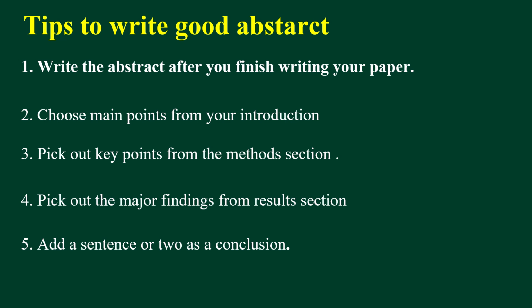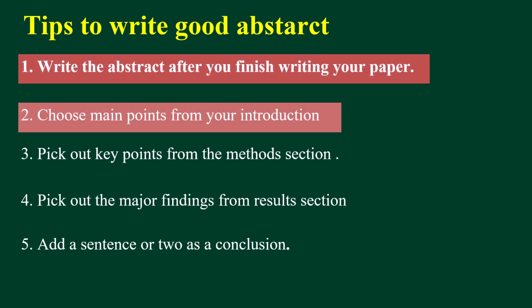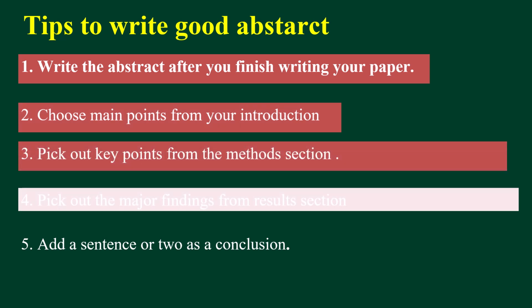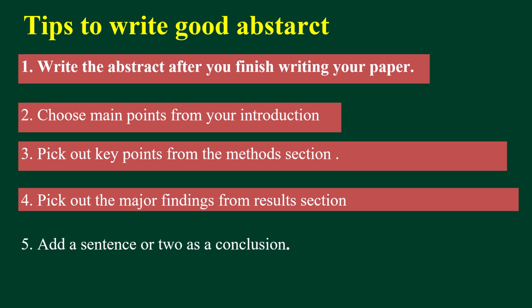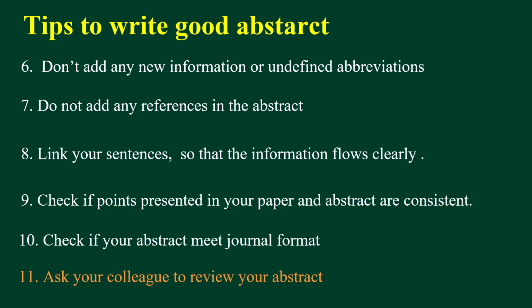Main points are: write the abstract after you are done writing your paper. Choose main points from your introduction. Pick out key points from the method section. Pick out major findings from the results section. Add a sentence or two as a conclusion. Make a paragraph of all points in step 1 to 5, meaning it should have a flow.